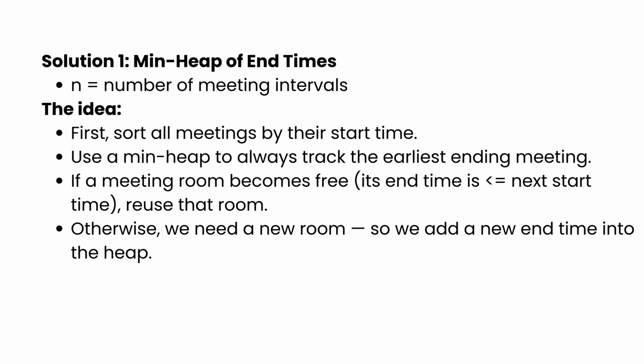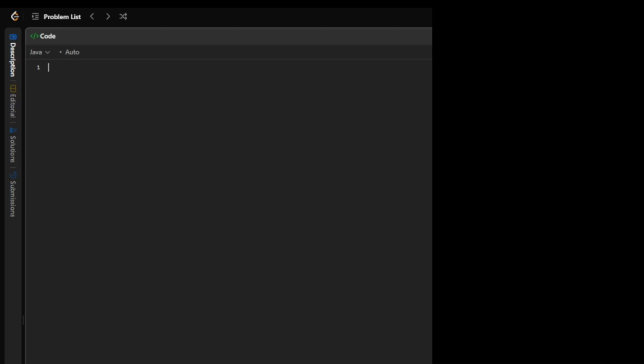per interval. We use a method called min heap. First, we sort all meetings by their start time. Then, we use a min heap to always track the earliest ending meeting. If a meeting room becomes free, meaning its end time is less than or equal to the next meeting's start time, we reuse that room. Otherwise, we need a new room, so we add a new end time into the heap.